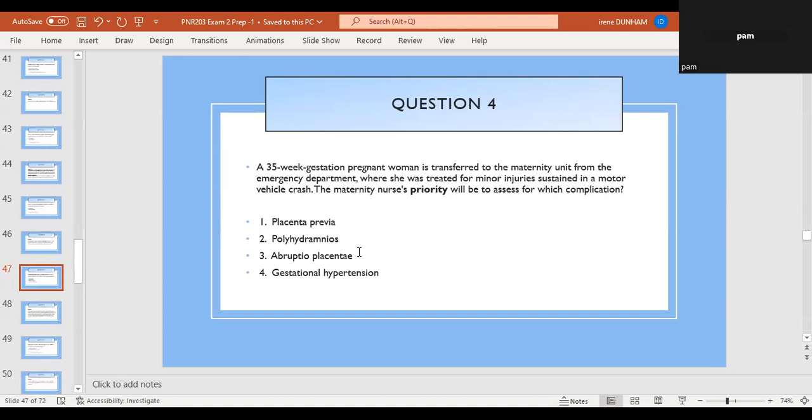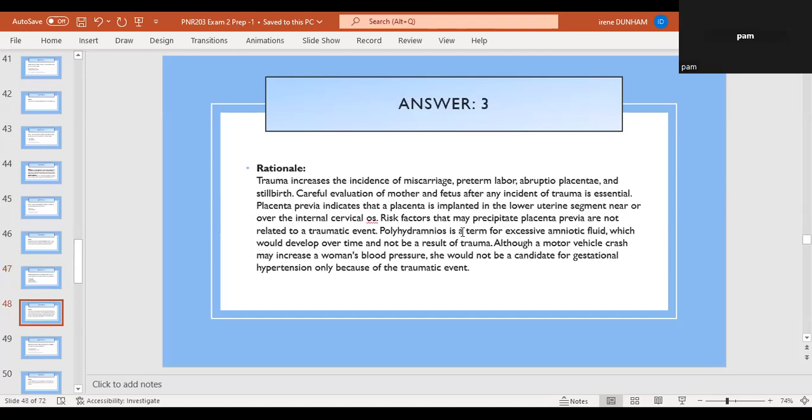Okay. So remember we talked about this. She was in a car wreck. What can happen to that placenta? It can come right off the wall. So it would be abruptio placentae. There you go. Answer is 3. Trauma increases the risk of miscarriage, preterm labor, abruptio placentae, and stillbirth.